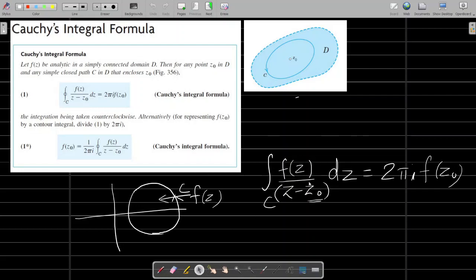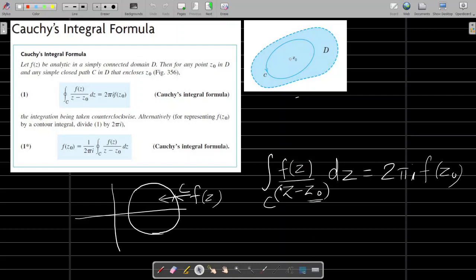f of z by z minus z naught dz, where C is a closed curve such that f of z is analytic inside C. This function as a whole need not be analytic inside C. The term that we are writing in the numerator, we are going to call it f of z, and that term is analytic inside C. In that case, integral over C f of z by z minus z naught dz is equal to 2 pi i into f of z naught. This is Cauchy's integral formula.